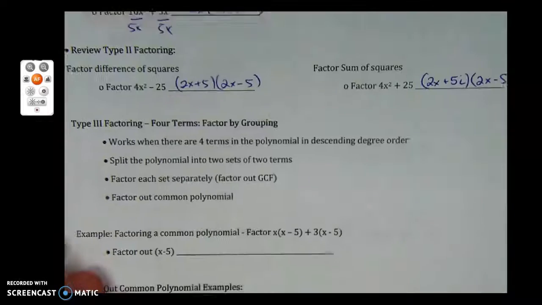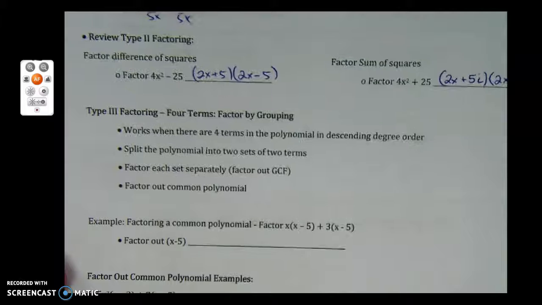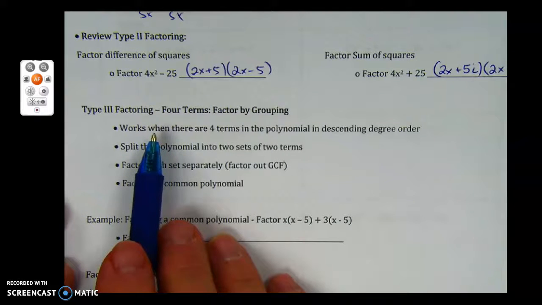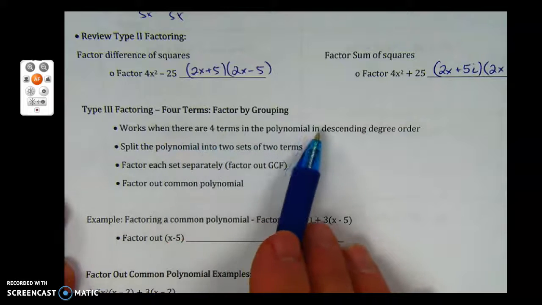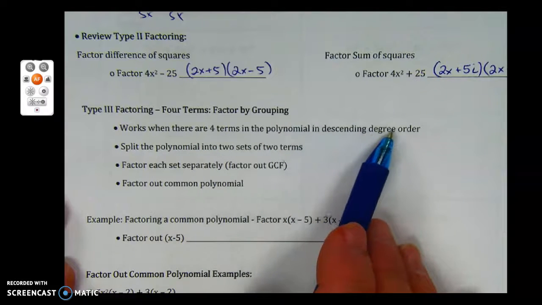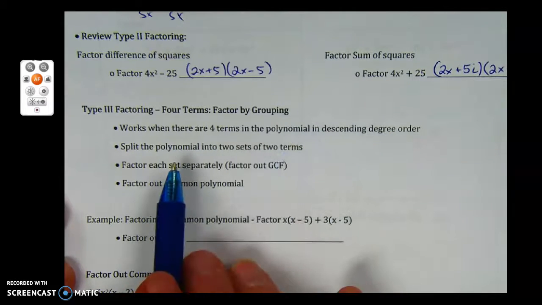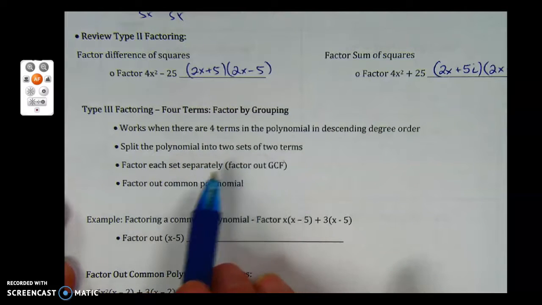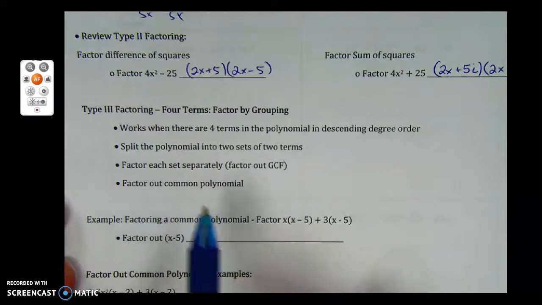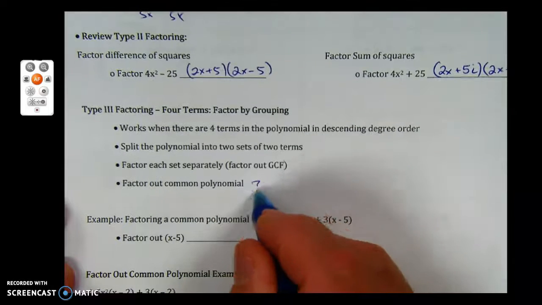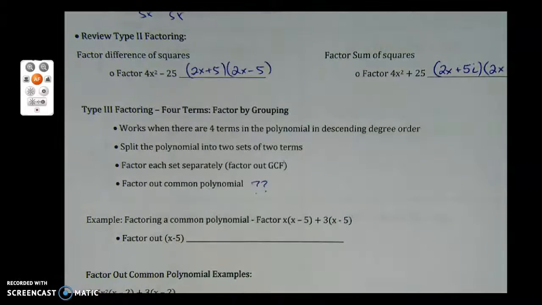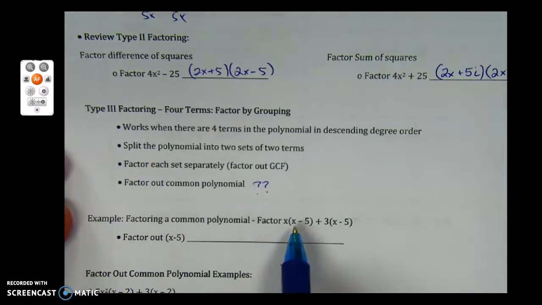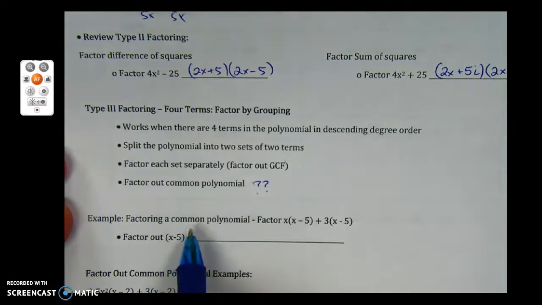Okay. I don't have any bottoms-up review questions on here. Here are the steps for factoring by grouping. Guys, when there are 4 terms in the polynomial and we put them in descending order, split it into 2 groups, factor each group separately using GCF, and then step 4, I'll explain this in the problem because you might not understand that, okay? So first of all, this last step, factor out a common polynomial, okay?